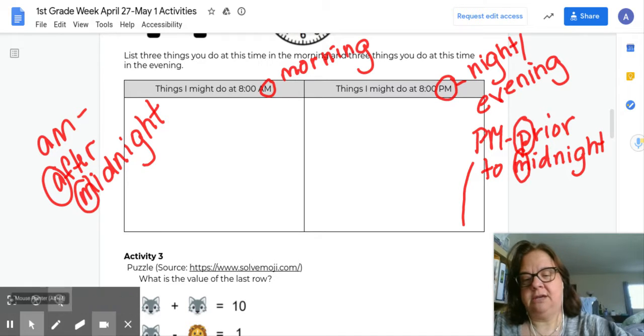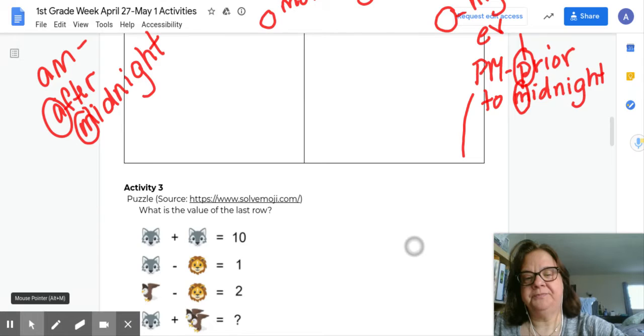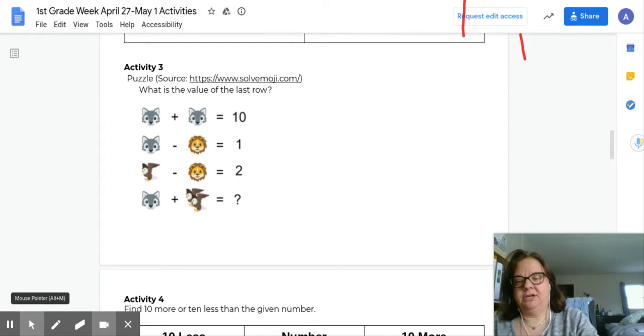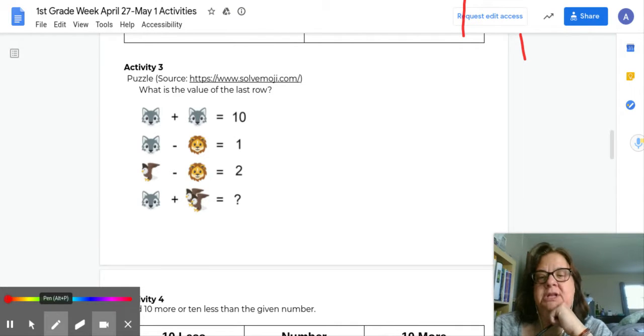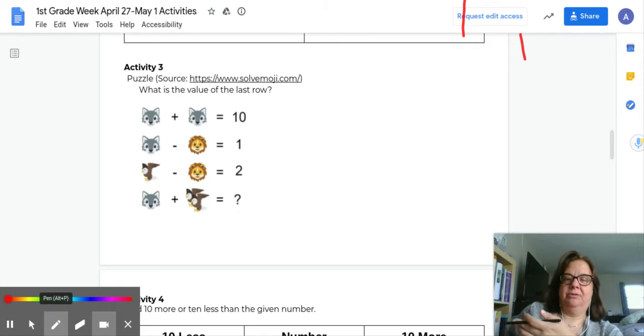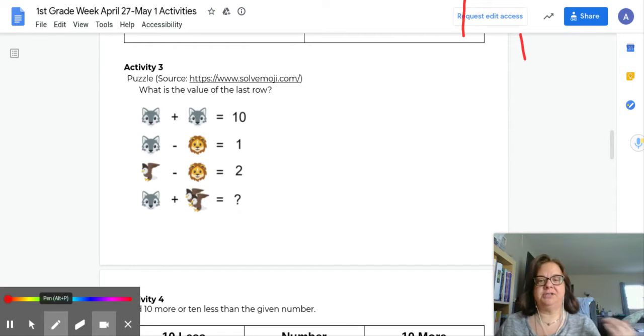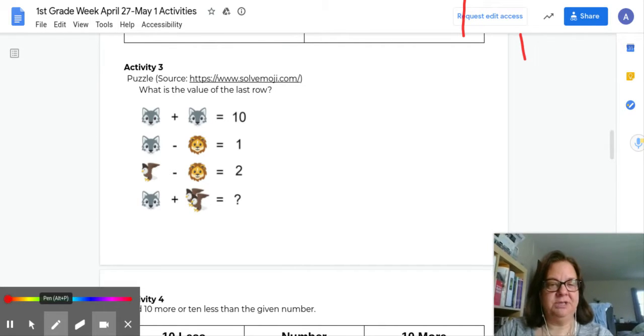So, moving on down to activity 3. This is a puzzle that you are to solve. So, if you have these two foxes, a fox plus a fox equals 10. Well, what do those foxes equal is what it's asking. What could they possibly equal? Well, they're the same symbol, so they have to be the same number. So what number is the same number that would add up to be 10, or a double? We've talked about doubles. What is the double that would add up to be 10?